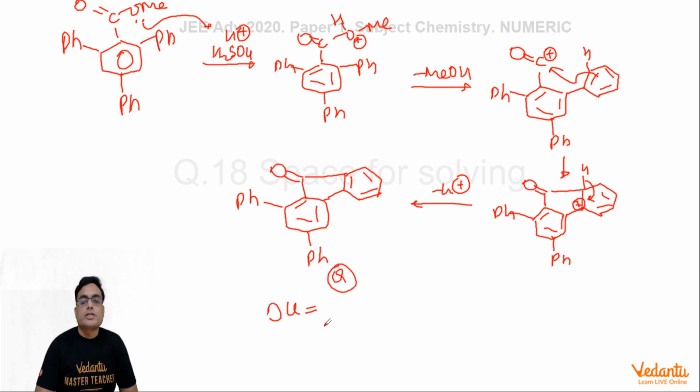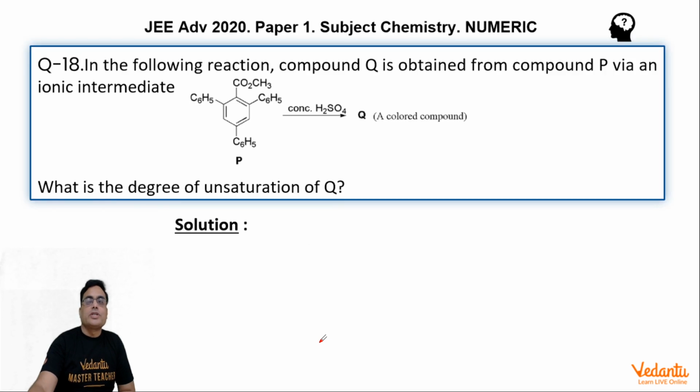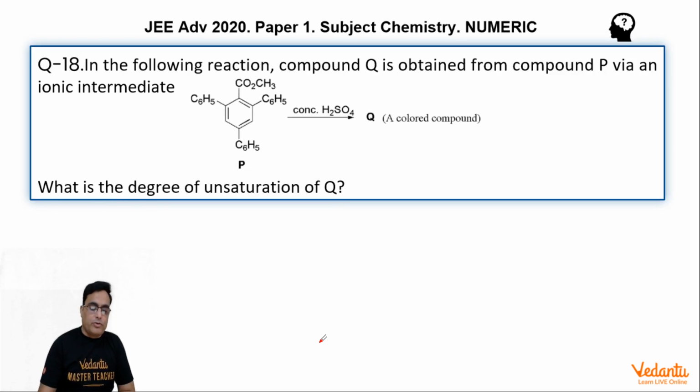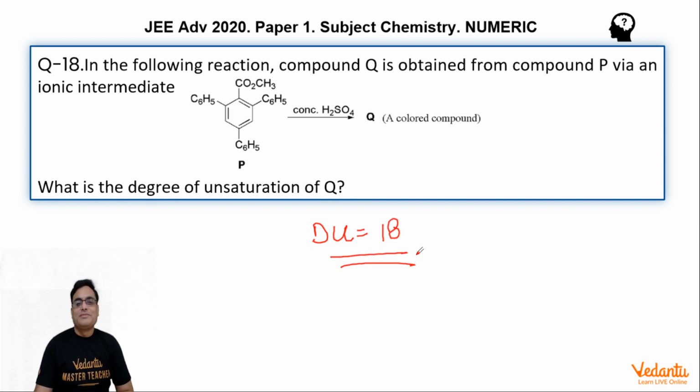So let us calculate the DU. For this phenyl ring, DU is 4, for this phenyl ring 4, so 8, for this it is 12, this is 16, and 17 for the new ring, and this is a pi bond, so the total DU of the final product is 18. So our answer for this question is that the DU of compound Q will be 18. Very nice question.